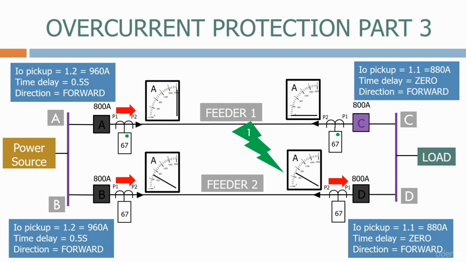The first relay to trip will be on end C. There's no time delay and the direction is forward, which is correct. This will then remove the backfeed from feeder 2, and the currents on ends B and D will now reduce below the pickup level. Feeder 2 can now carry on feeding the load. The current on end A still remains high, as it's still feeding the fault. After the time delay of 0.5 seconds, end A will now trip, clearing the fault.